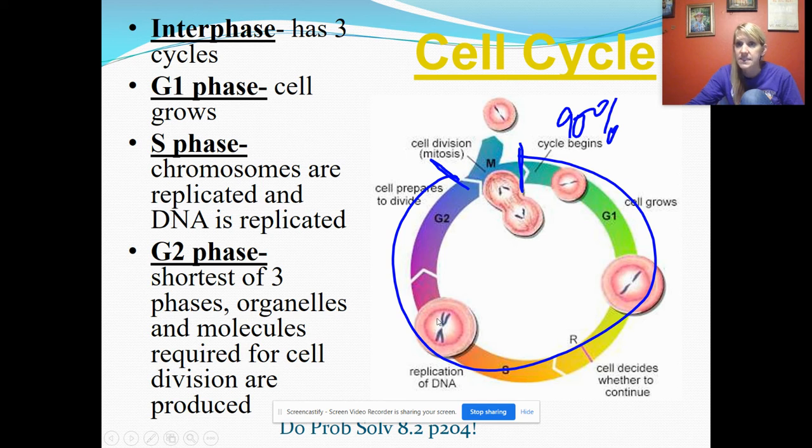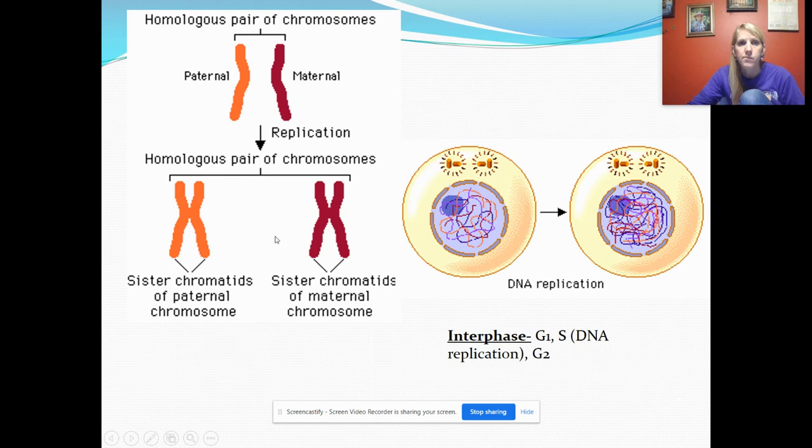G1, then S, synthesis, makes a double set of DNA. G2 is where it prepares. That's where it's like, okay, I'm going to double my mitochondria. I'm going to double my Golgi apparatus. I'm going to prepare for mitosis. I'm going to get everything ready. So that's how that works. Here it shows you interphase, what's all happening.